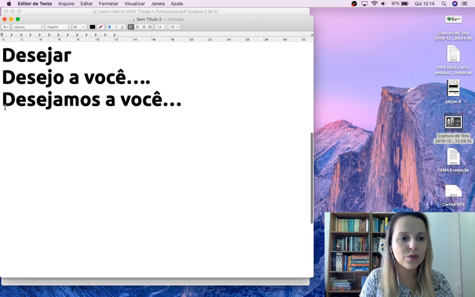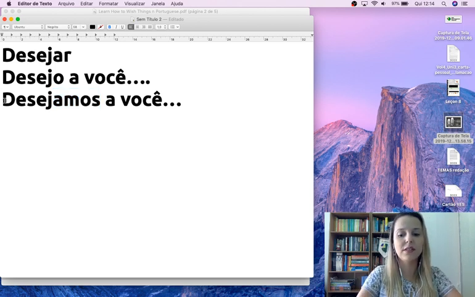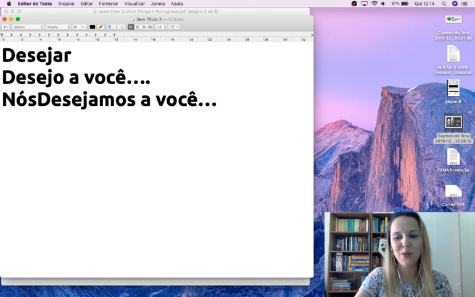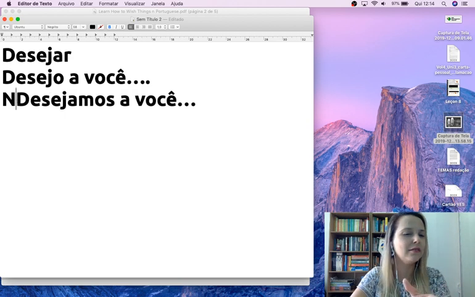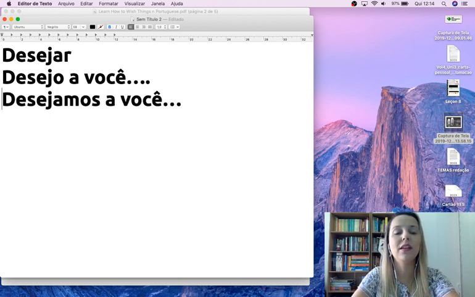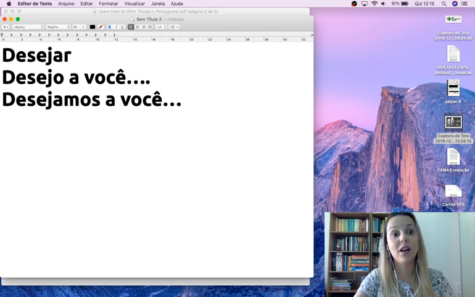So we don't need to say nós here because of this ending, the termination of the verb, we can already understand that the person here is actually nós, you know? So as the verb will change according to the person, we can just look into this termination and understand that the verb here is conjugated in the first person plural. Got it?